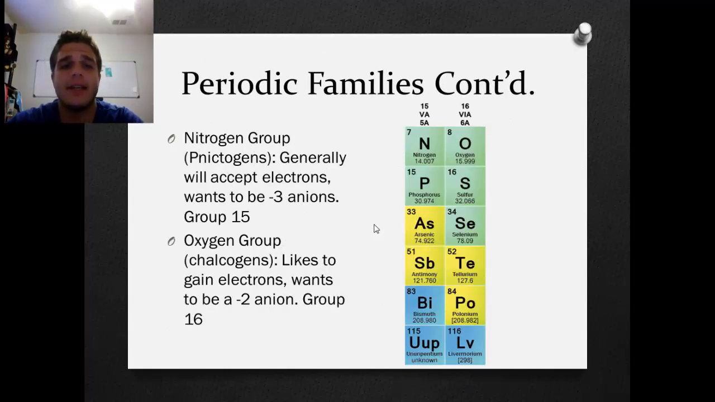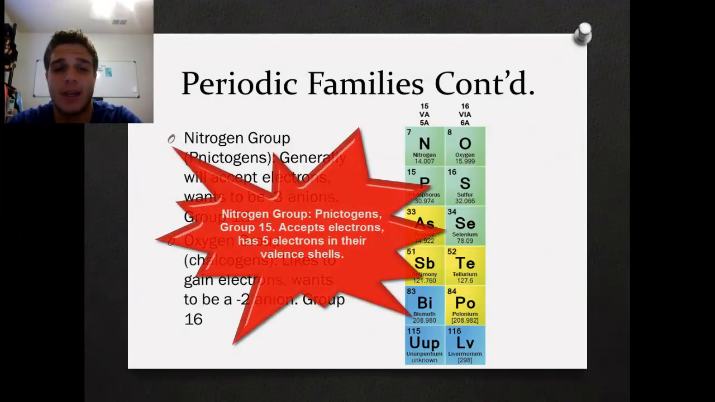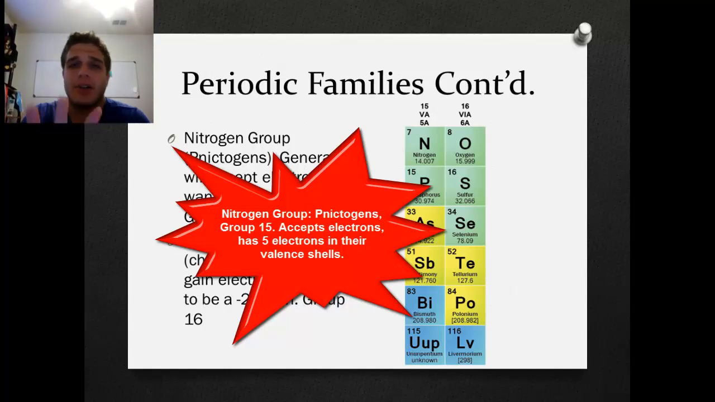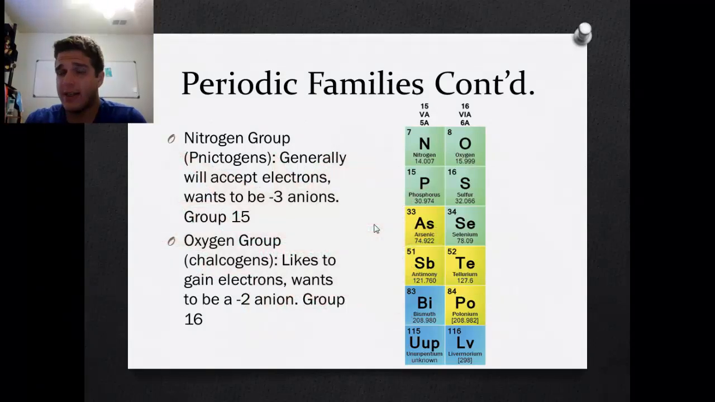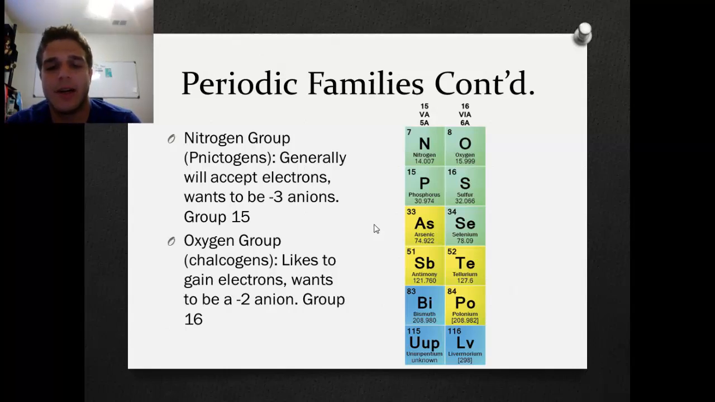And so we get to the nitrogen group, which is also known as the pnictogens, okay? This is group 15, all right, and it generally accepts electrons. They want to be -3, okay? They have 5 electrons in their valence shell. They want that octet, or 8, okay? So they'll take on 3 more so they can go ahead and get it. Nitrogen, phosphorus, arsenic, antimony, bismuth, and that other one down there, which is radioactive and one of the newer elements.